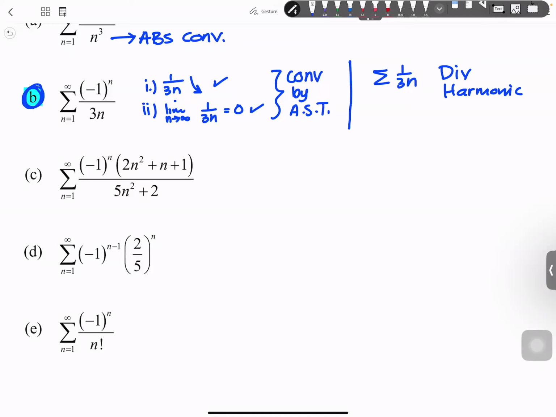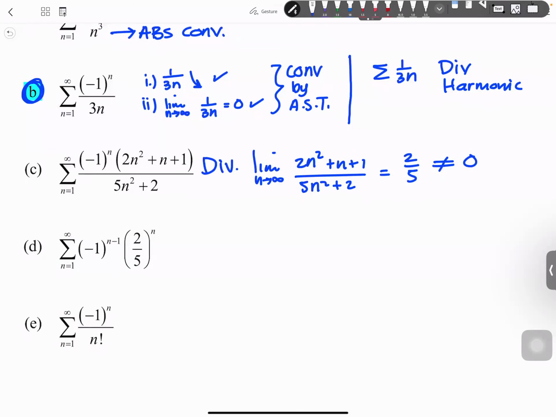B is it. Let's quickly see if we can really fast eliminate the others. C, what will this series do? What does the divergence test say about this one? If we just take the limit as n goes to infinity of (2n squared plus n plus 1) over (5n squared plus 2), this limit goes to 2 over 5. It does not go to 0. So this will diverge by the divergence test.